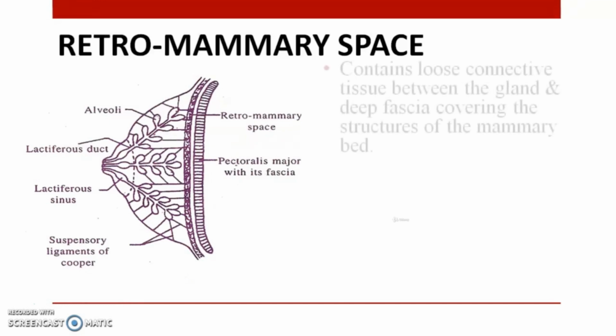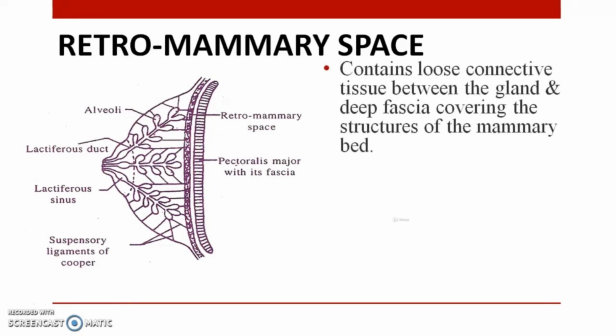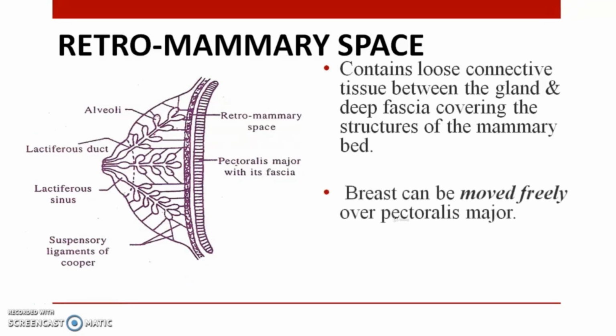The retromammary space is nothing but loose connective tissue. It is the space with loose connective tissue between the gland and the pectoralis major muscle, and the breast moves freely because of this retromammary space. As we have this space, the breast can be moved freely over the muscle called pectoralis major.